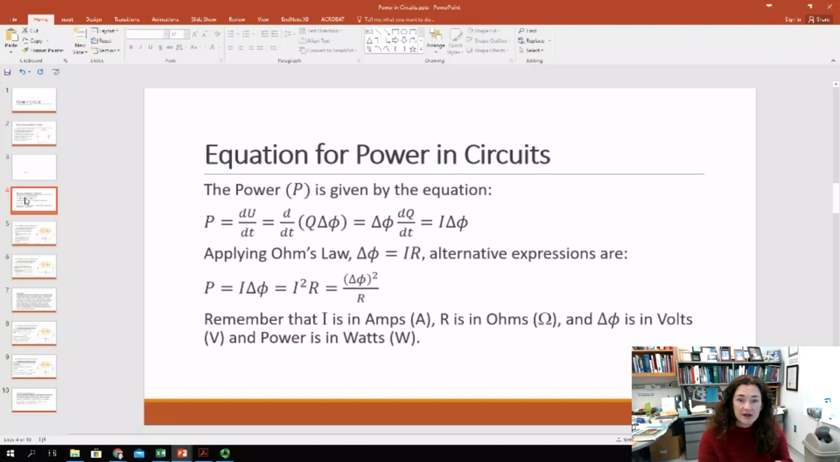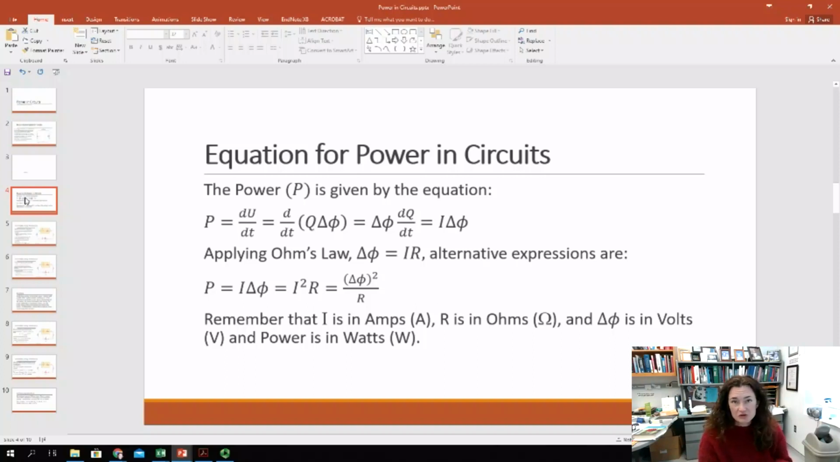Now, if we apply Ohm's law, which is delta phi is equal to IR, we can rewrite this equation for the power, I delta phi, in any one of a more convenient form for the problem that we happen to be working. So that could be P is equal to I delta phi if you want the power supplied by a battery, or I squared R if you want the power dissipated in a resistor and you know the current, or delta phi squared over R if you know the voltage drop across your resistor, right, and you want to calculate the power that way.